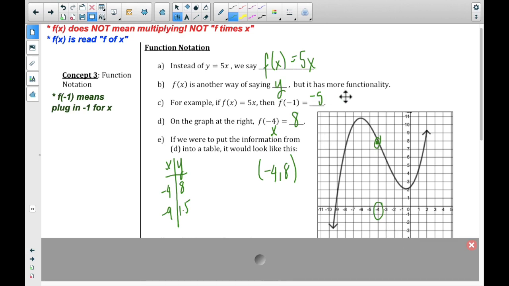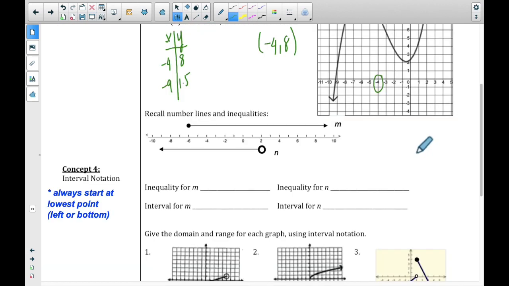Okay, so the function notation is f of x. It really just means y, but it is a little bit more than that because it allows us to plug in numbers. Okay, now we're getting to a slightly different concept. This concept is going to be new to you, and it's kind of confusing because you almost think, why do we have this other one when the other one worked pretty well?